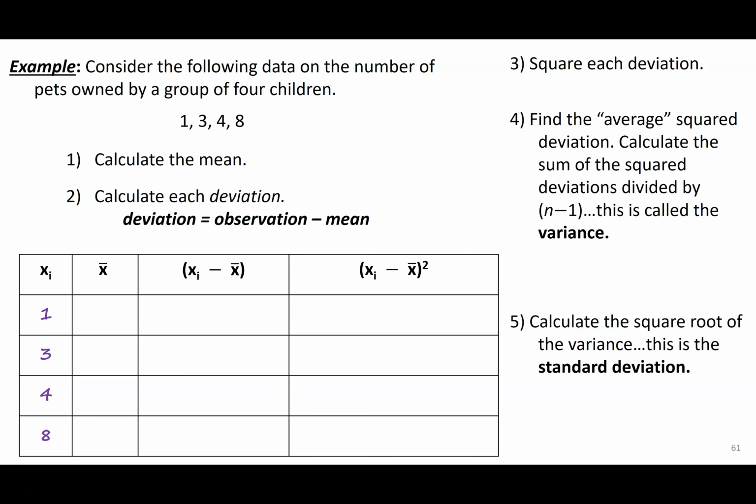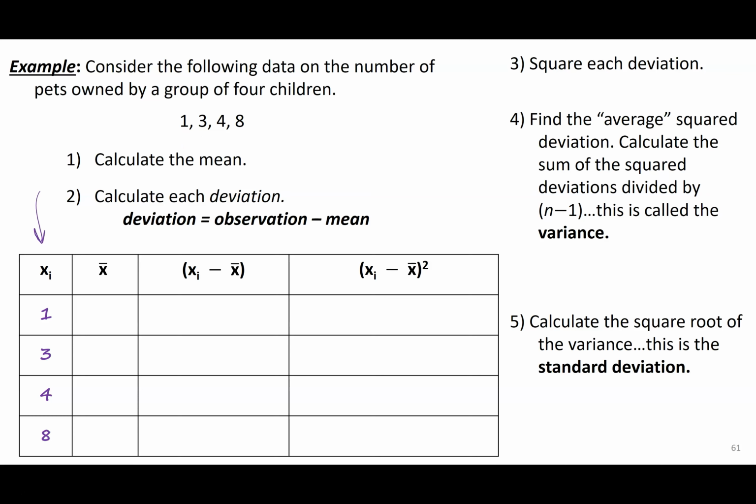So we're going to calculate it by hand for a very small data set. We're not going to be doing this for large data sets. We just want you to get the idea of what we're doing and why we're doing it. So we have a group of four children. We asked them the number of pets they own. Child one said they own one pet, child two said they have three, child four said they have eight. So they have a very big household. Better, lots of fish.